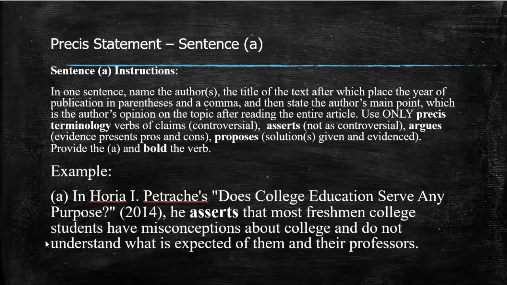Many students do not notice that they have to use only Precis terminology. So you are only going to use the verbs of claims or asserts or argues or proposes, and proposes only goes if you're going to point out the solutions to a problem that the author has provided in their article.